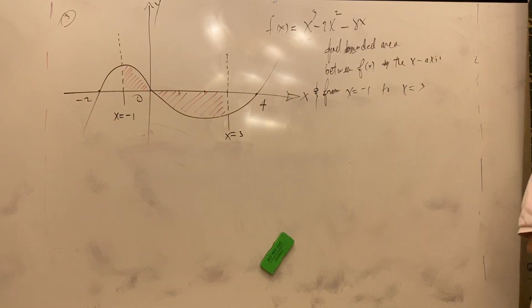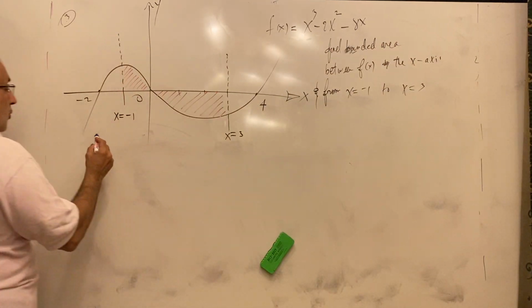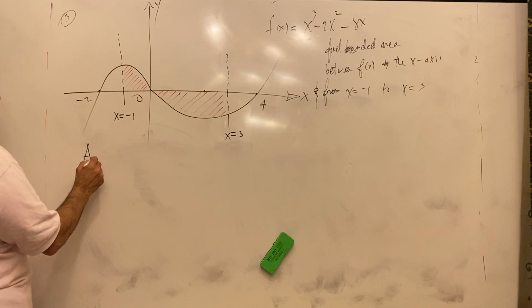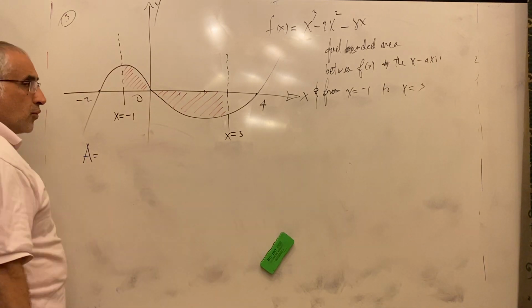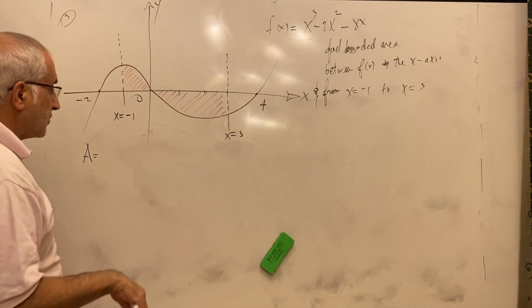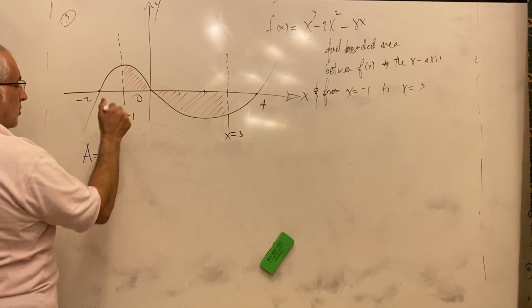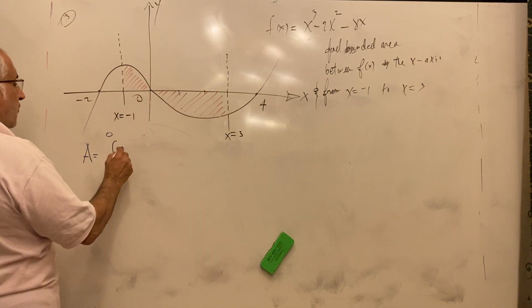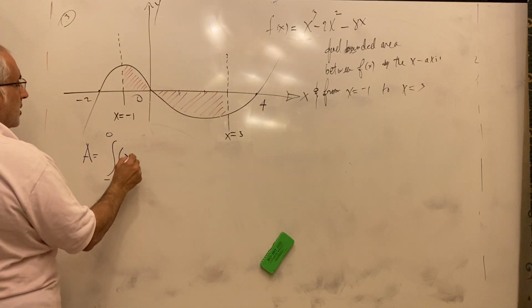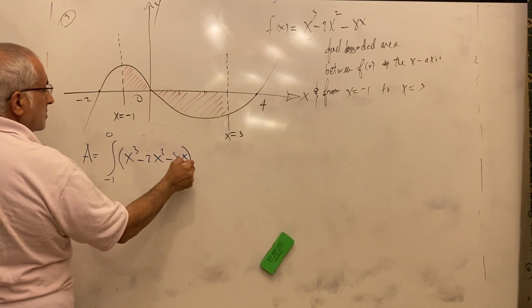Okay. To do that, we know that the rule of the area is what? Listen carefully. You have one up, one down. We have to break this into two integrals. The first integral comes from negative 1 to 0. That's the first integral. What is the function? It is the same: x cubed minus 2x squared minus 8x.